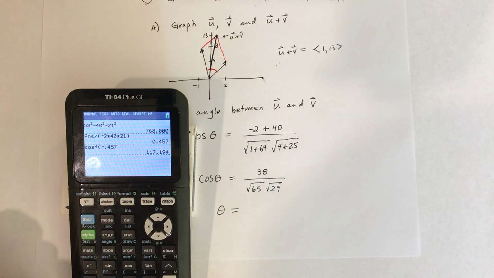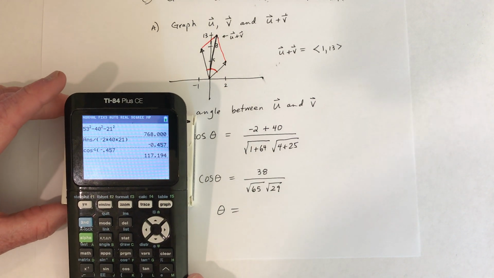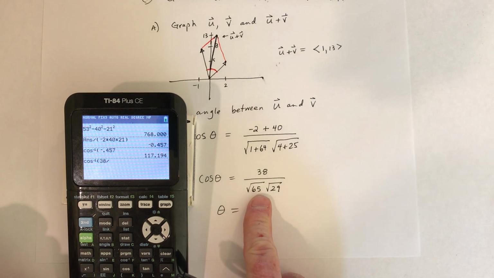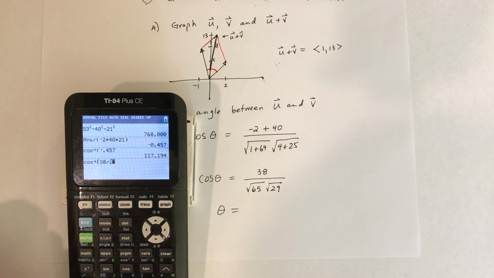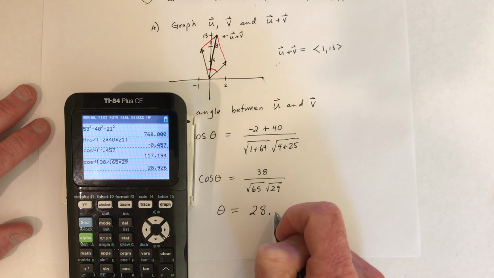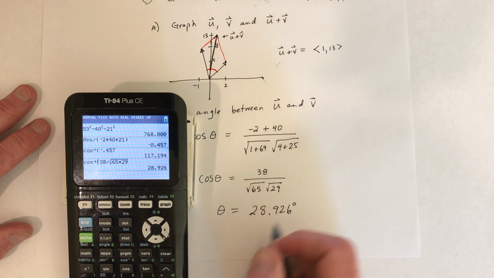So working in degrees, which sounds fine. Then take cosine inverse of 38 divided by, and because both of these are inside of a square root, you could just use one square root and say 65 times 29. And so the angle between them is 28.926 degrees.